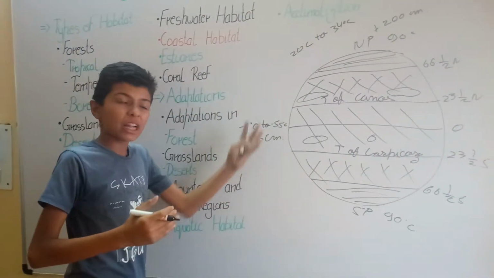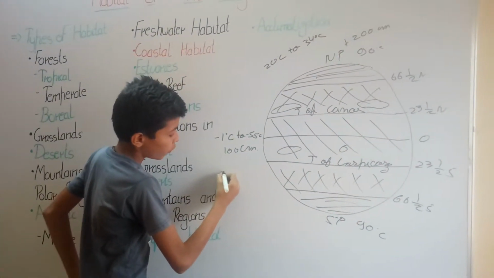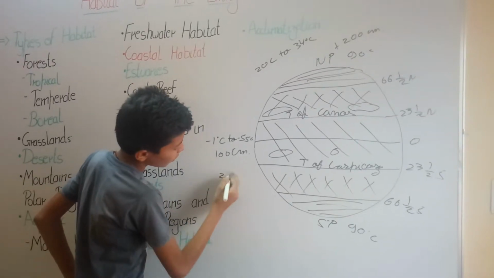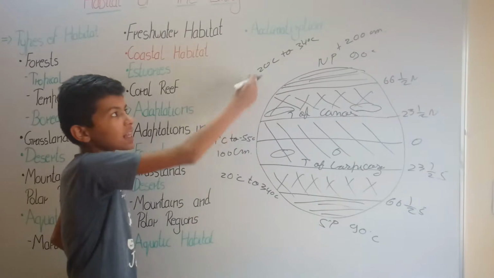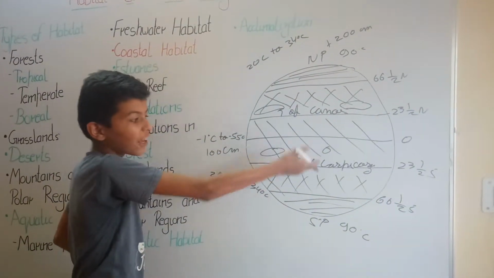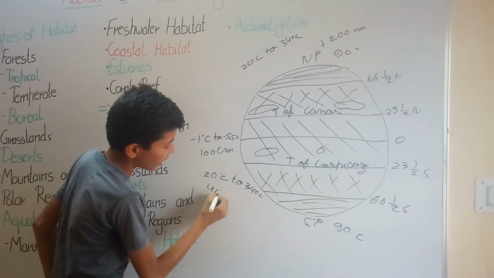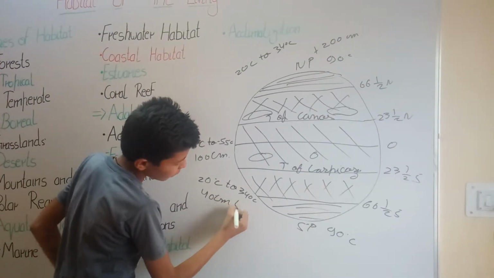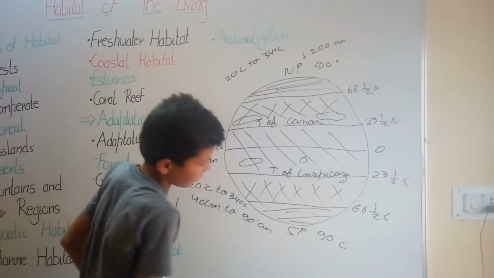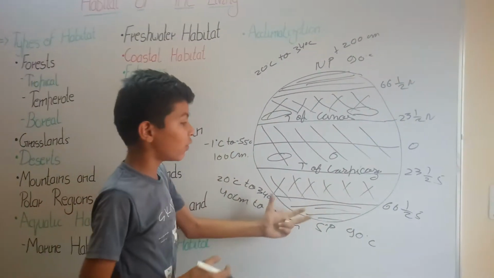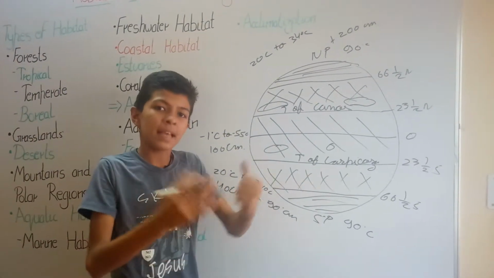The annual temperature of the grasslands is 20 degrees Celsius to 34 degrees Celsius, which is the same as a tropical forest. Then the annual rainfall is 40 centimeter to 90 centimeter. The animals found here include the gazelles, lion, and the zebra.